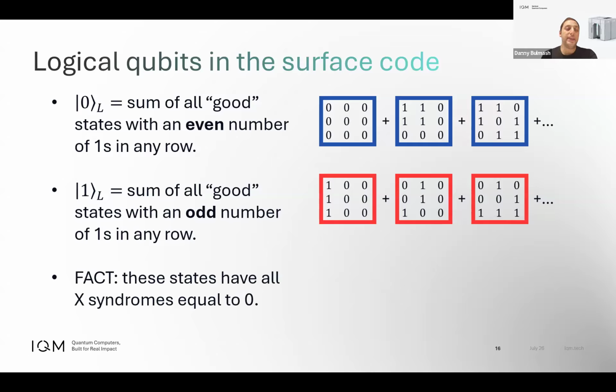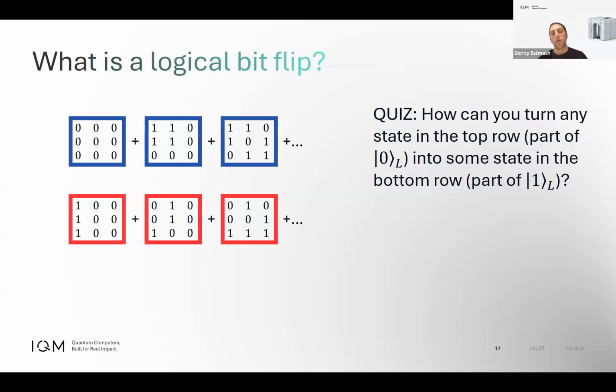Yeah, so it's a fact that these states have all the X syndromes equal to 0. I won't derive that fact. Okay, so now we have an important question.